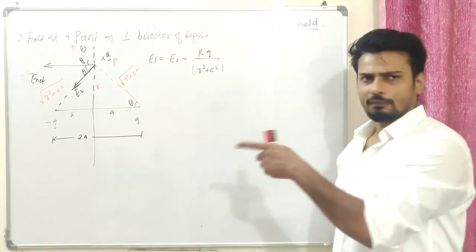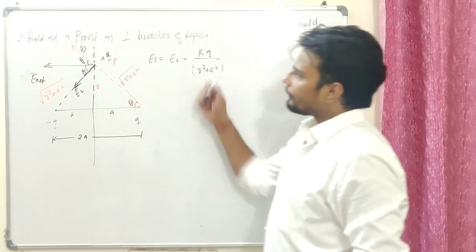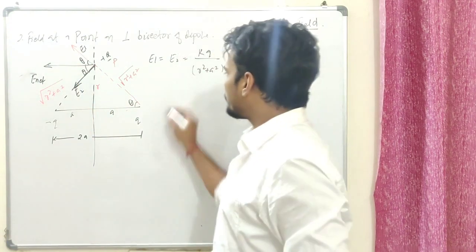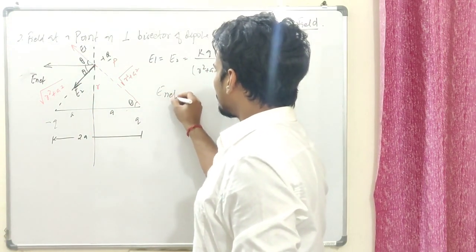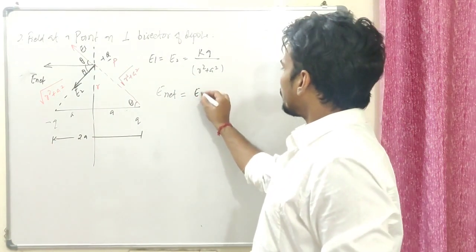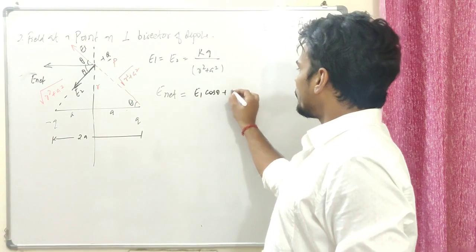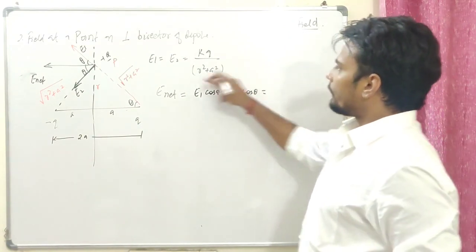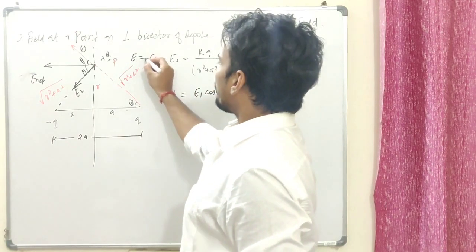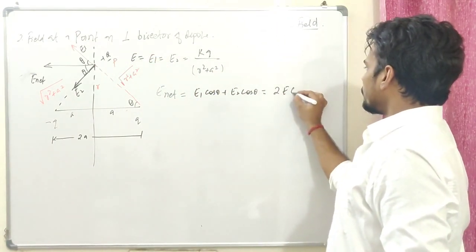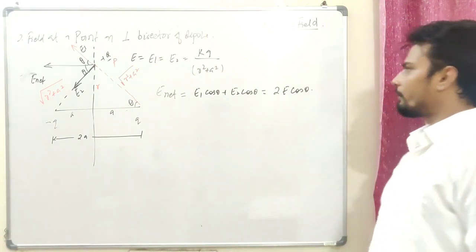I hope there is no problem in this case. Now the net field should be E1 cos theta plus E2 cos theta. That's a point. E net, the net electric field, should be E1 cos theta plus E2 cos theta, which could be seen as, let's assume this is E equal to this, right? That's going to be 2 times E cos theta. I hope you guys agree with this.